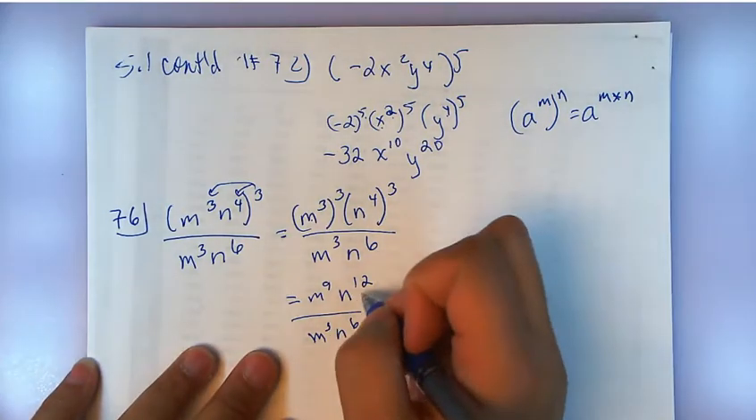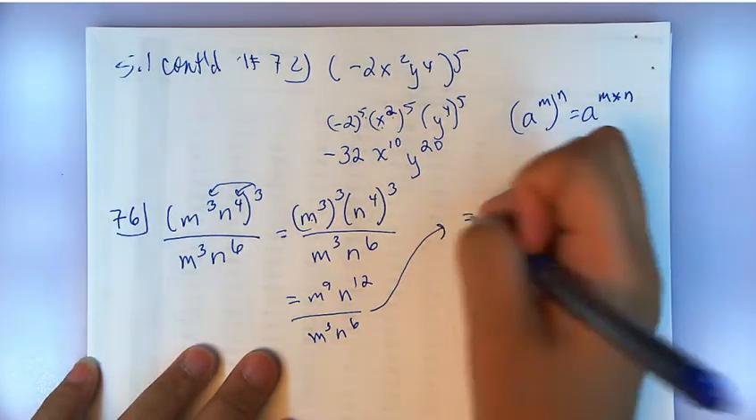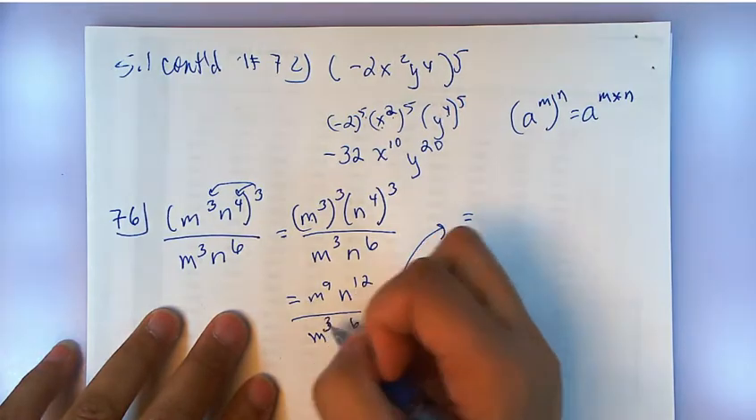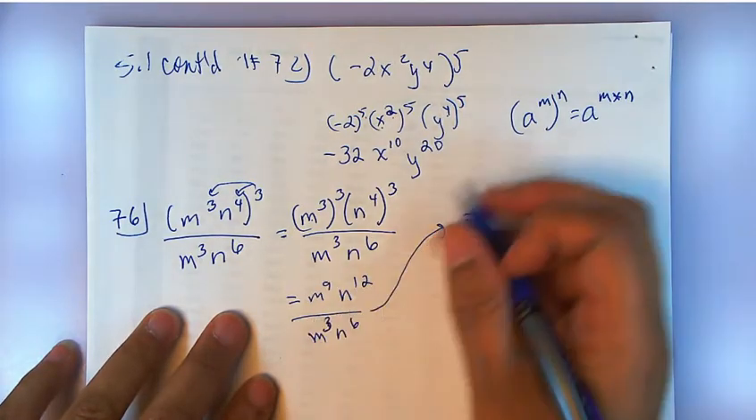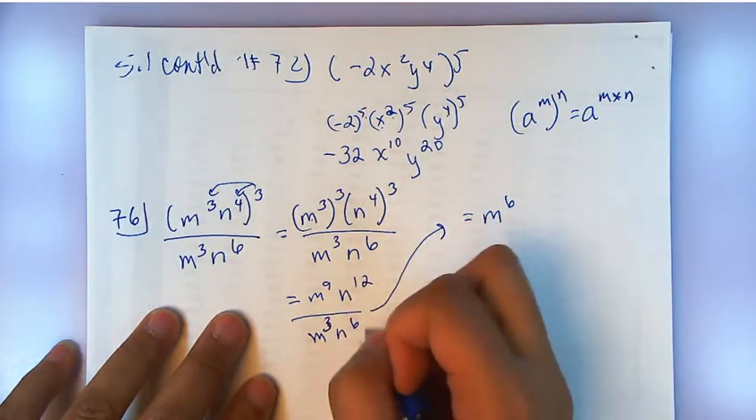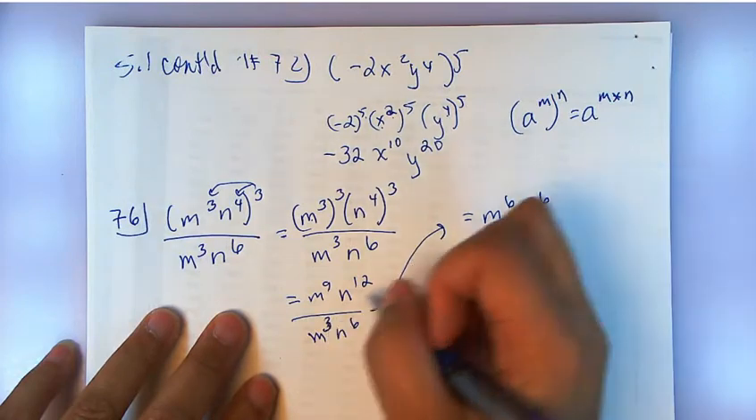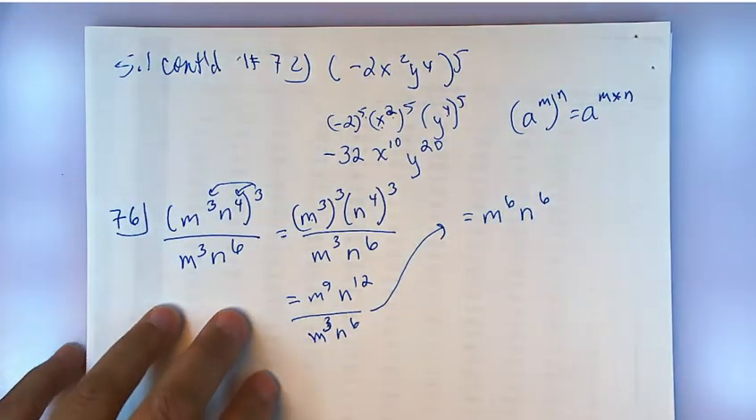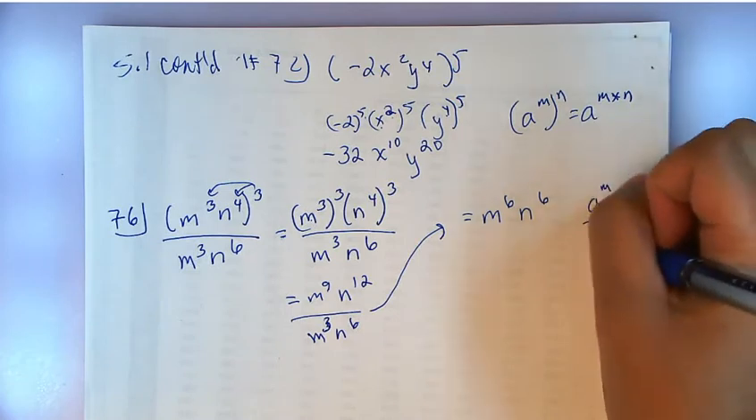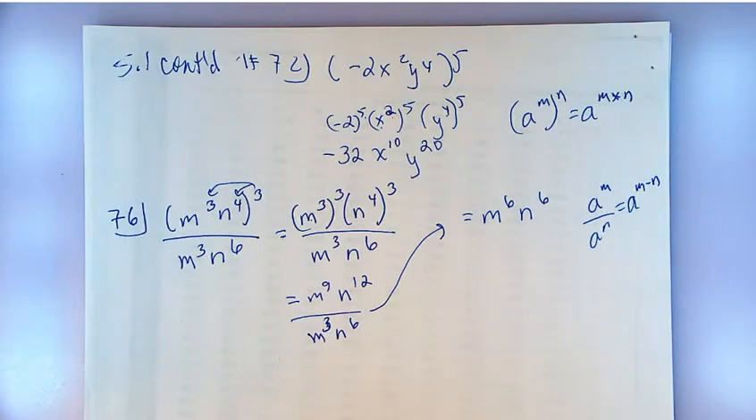So I'm going to go back up for page saving purposes. We end up with m. Quotient rule says we can subtract. I got 9 on top, 3 on the bottom. I'm left with 6. I've got 12 on top, 6 on the bottom, so I'm left with 6. Again, 9 minus 3 is 6, 12 minus 6 is 6. That's our quotient rule. Quotient rule reminder: a to the m over a to the n is equal to a to the m minus n. That is our quotient rule.